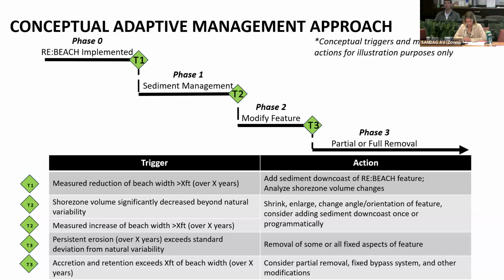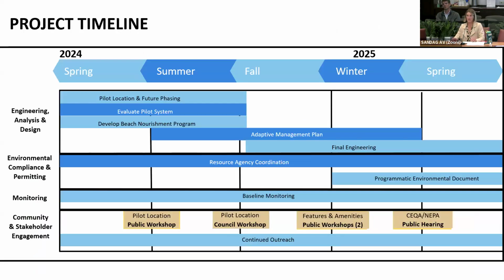We've described some potential triggers on this slide, but these are just conceptual. Both the adaptive management program and associated triggers will be coordinated with the region as well as with the regulatory agencies once we get to that phase of the project. And here's a basic schedule for the next 2 years. We have a lot of work to do. So by no means does the end of the competition mean that you're not going to be hearing from Oceanside. We'll be continuing to give you updates as we move through this phase of the project.